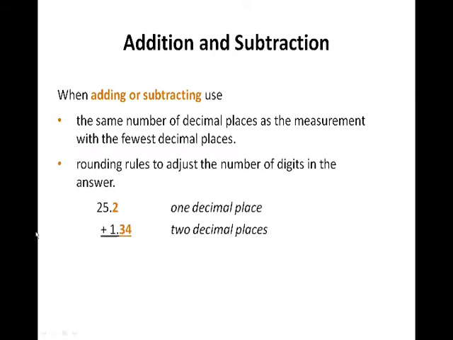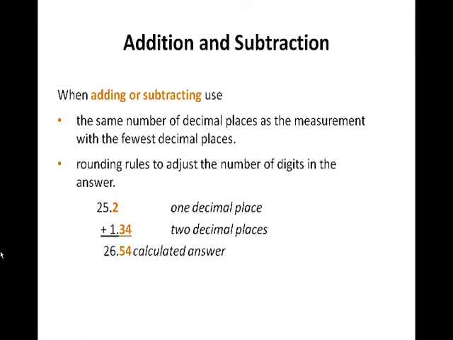So quick example. Here we have 25.2 plus 1.34. Now notice 25.2 has 1 decimal place. The 2 is in the tenths place. And we have 1.34 where its last decimal place is in the hundredths place. So it has 2 decimal places. The way I say this is it is the significant figure that's farthest to the right. So if we notice 25.2, its last significant figure, the one farthest to the right, is the 2. And in 1.34, the one farthest to the right is the 4.